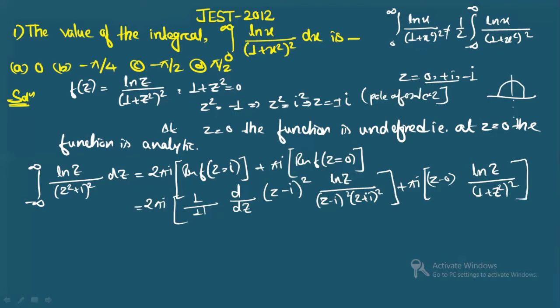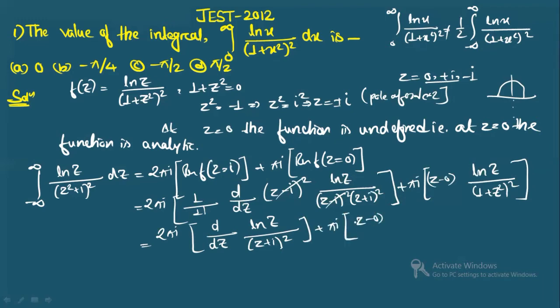Clear? Now this z minus i gets cancelled here, and you will get it to be what? You can just see, you can solve it in the next step also, but I'm doing this step here. dz ln z by (z plus i) whole square plus pi i, okay, z minus 0, ln z by (1 plus z square) whole square. Okay, so this is the first part, this is the second part.